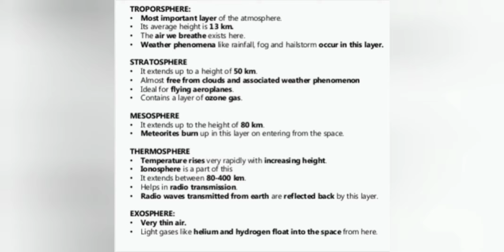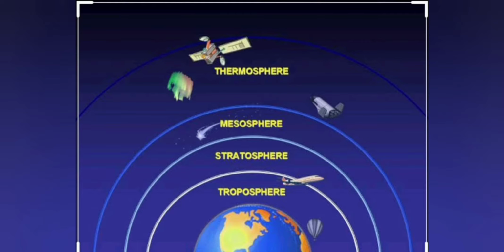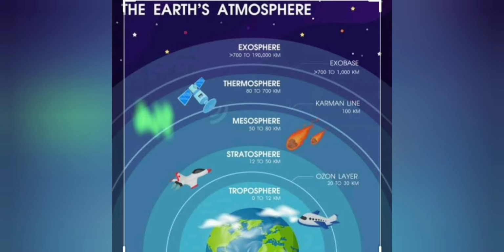The troposphere is the lowest layer and is closest to the Earth's surface. It extends roughly up to a height of about 8 kilometers near the poles and about 18 kilometers over the equator. Water vapor and dust particles are found only in this layer. Troposphere is the most important layer as all weather phenomena like the formation of clouds, fog, frost, thunder, lightning, precipitation, etc. occur in this layer.